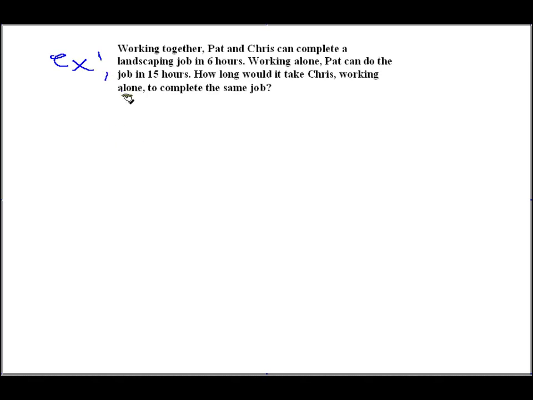Okay, so here's the problem. Working together, Pat and Chris can complete a landscaping job in 6 hours. Working alone, Pat can do the job in 15 hours. How long would it take Chris working alone to do the same job?